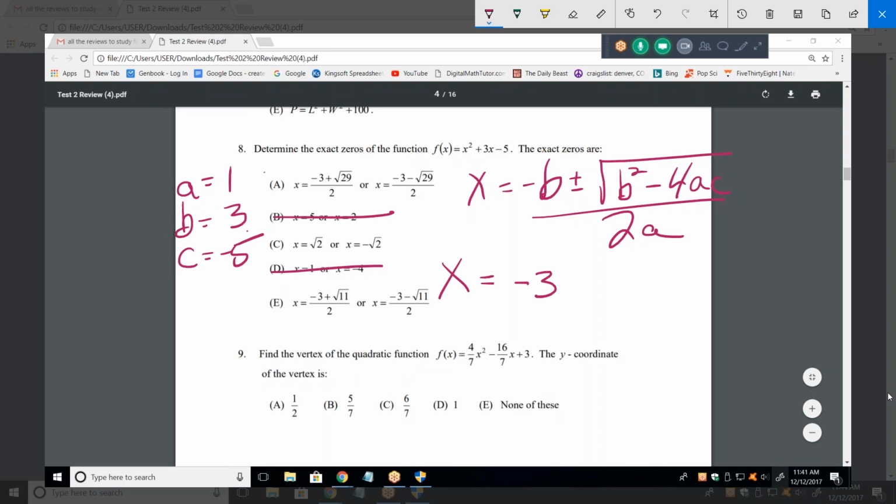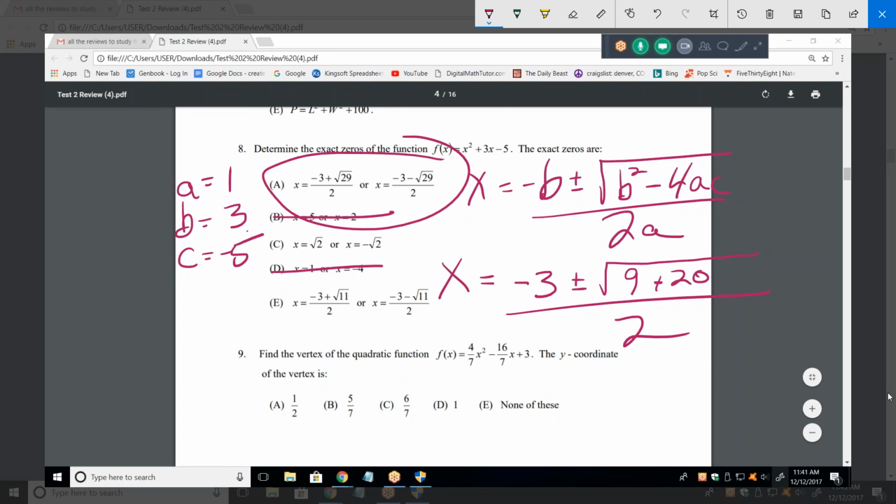-3 plus or minus square root of 9 minus negative, or plus 20. Good. You're getting good at that. A lot of people might make a mistake there. Over what? 2. Okay, does that give us enough information to answer it? Yeah. What is it? A. Correct. In other words, we don't really have to do anything more. We know that's 29. Good.